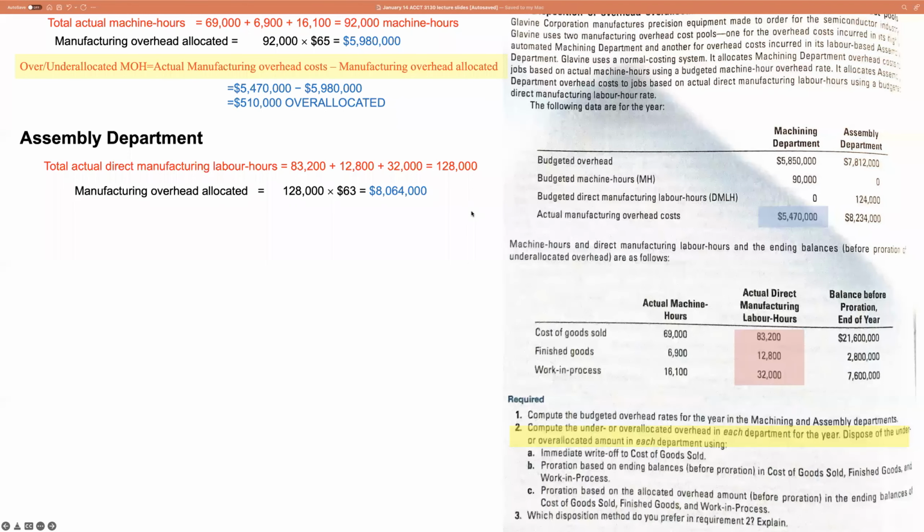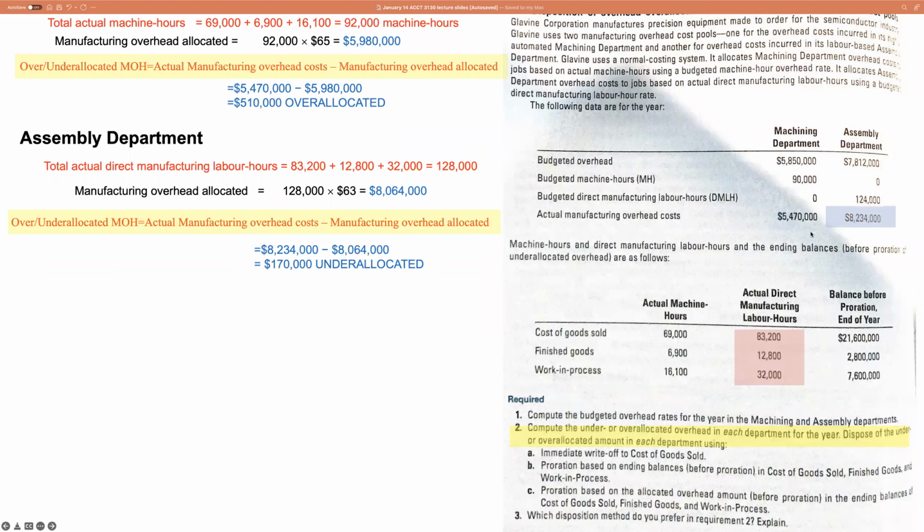But the actual number is more than this. The actual number is $8.234 million. So I under allocated 170,000. So for the machining department, I over allocated 510,000. For the assembly department, we under allocated 170,000. So we need to do something about this.